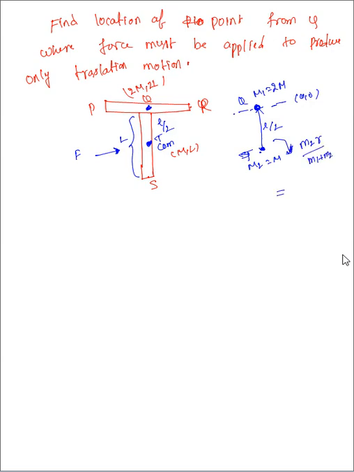See here, m2 is m, r value is L by 2, divided by m1 plus m2. M plus 2m is nothing but 3m. The m cancels. Therefore the answer we got is L by 6. So at a distance of L by 6 from here to here, if you apply force here, it will produce only translation motion. In the question we are going to find the center of mass only.